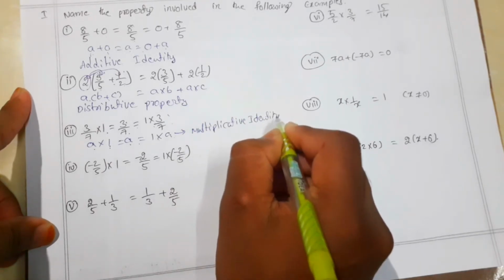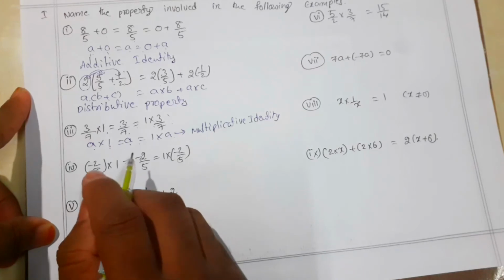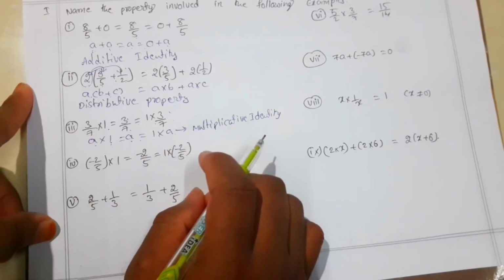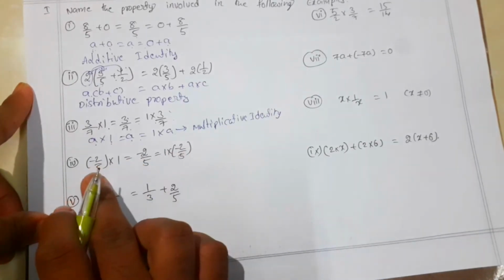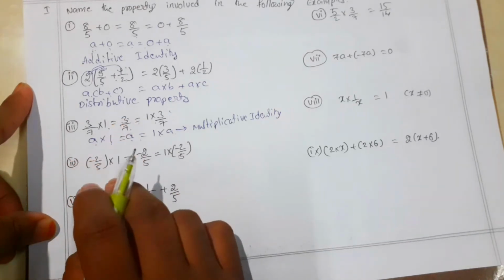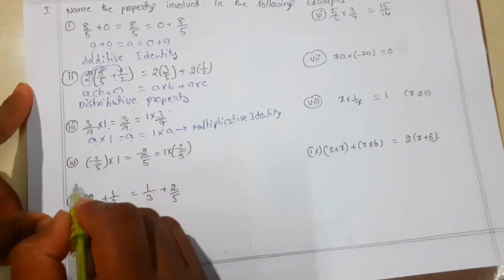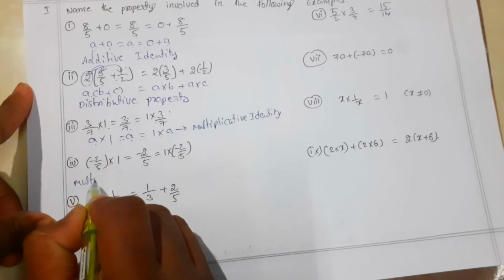So the property involved here is multiplicative identity. And if you see the fourth one, it is the same as the third one. So the fourth answer is also multiplicative identity.